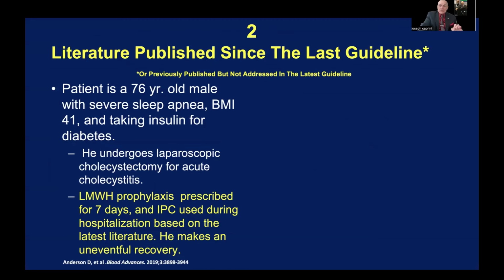A 76-year-old male with severe sleep apnea, BMI of 41, and insulin-dependent diabetes. He undergoes laparoscopic cholecystectomy. Now, the clinicians decided to give this patient 7 days of low molecular weight heparin prophylaxis, including IPC during the hospitalization. It's based on the latest literature, and he makes an uneventful recovery. Now, that's not covered in the ASH guidelines.